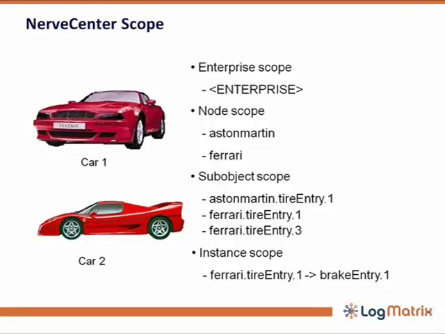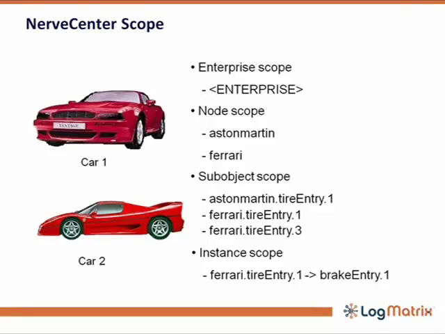Four levels of scope: enterprise, node, sub-object, and instance. Enterprise. Did I get a link down from something on my network? Don't care which device. Did something give me a link down? Node scope. Did I get a link down from a specific node? Which node was it?